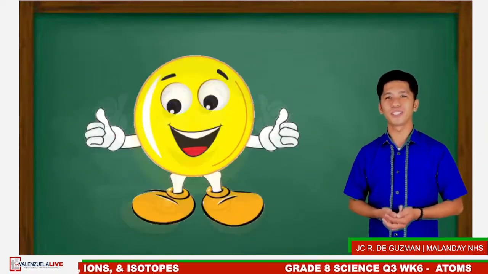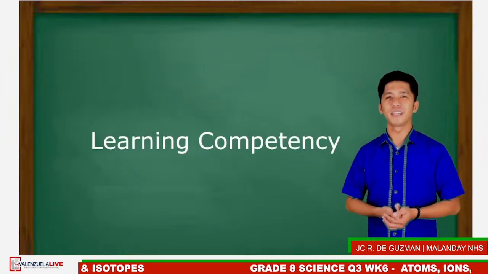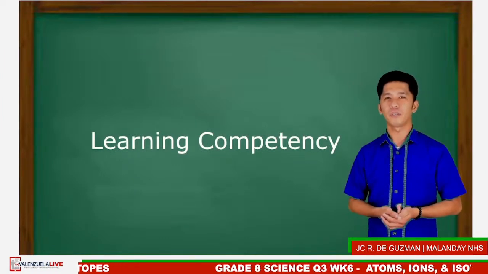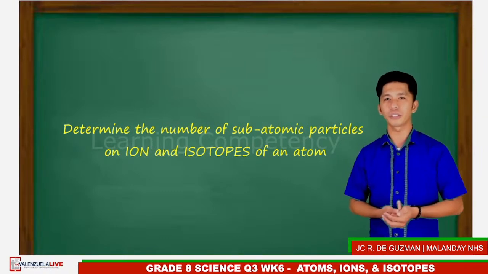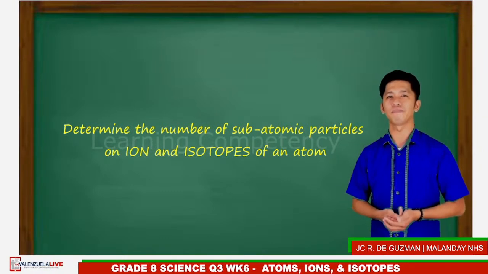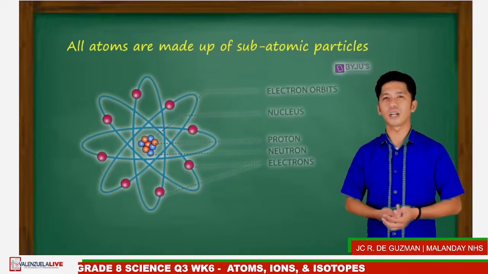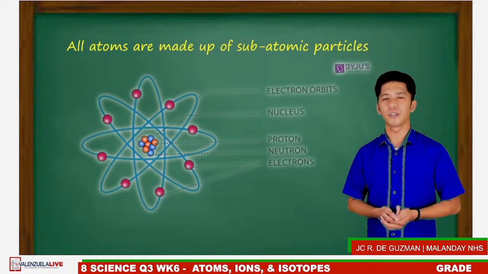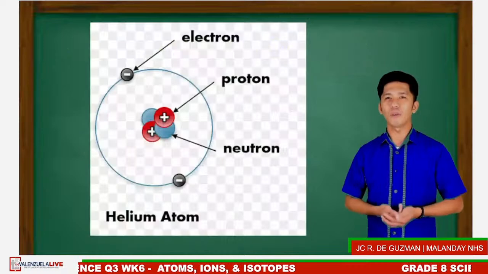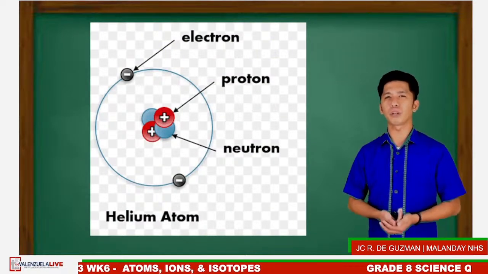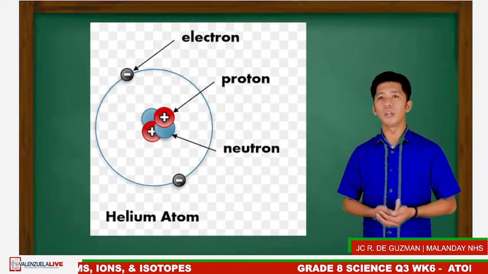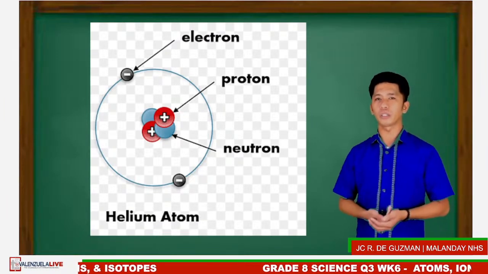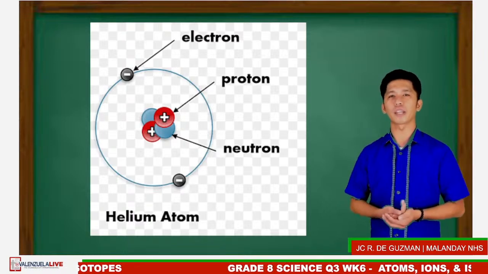Good job, learners! This morning, aside from the previous topics, we will also determine the number of subatomic particles on ions and isotopes of an atom. All atoms are made up of subatomic particles. For example, the atom of helium is made up of subatomic particles, which includes 2 protons and 2 neutrons within the nucleus and another 2 electrons surrounding the nucleus of an atom.